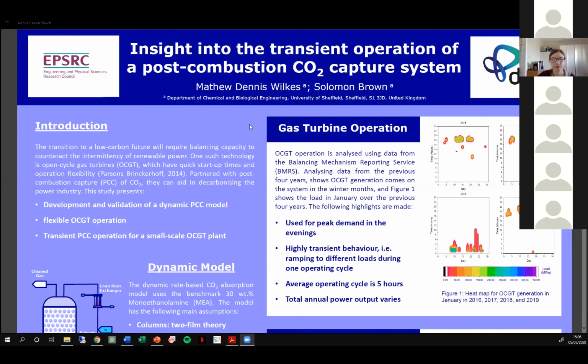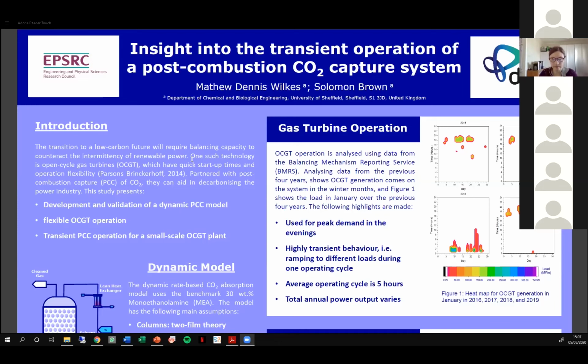Okay, awesome. So today I'm presenting findings from a computational study into the transient operation of post-combustion CO2 capture systems. Transitioning to a low-carbon electricity grid requires technologies to work in partnership with renewable power generation to ensure security of supply. Open cycle gas turbines are capable of this as they have quick startup times and operational flexibility. Coupling OCGTs with post-combustion capture of CO2 can aid in decarbonising the power industry.